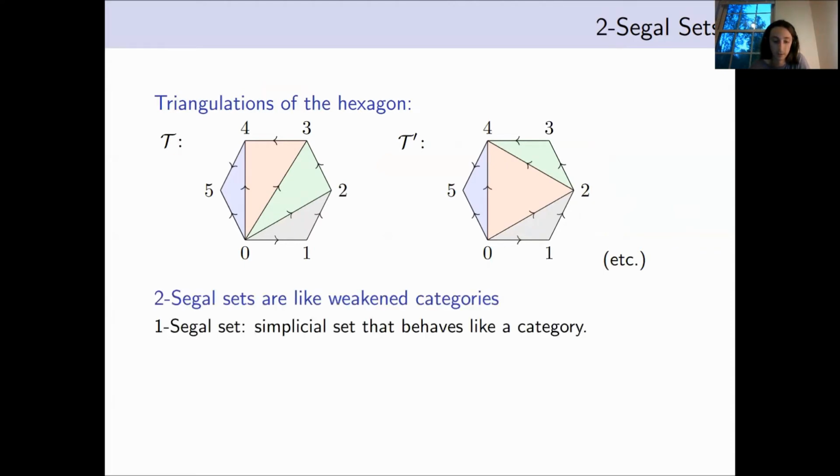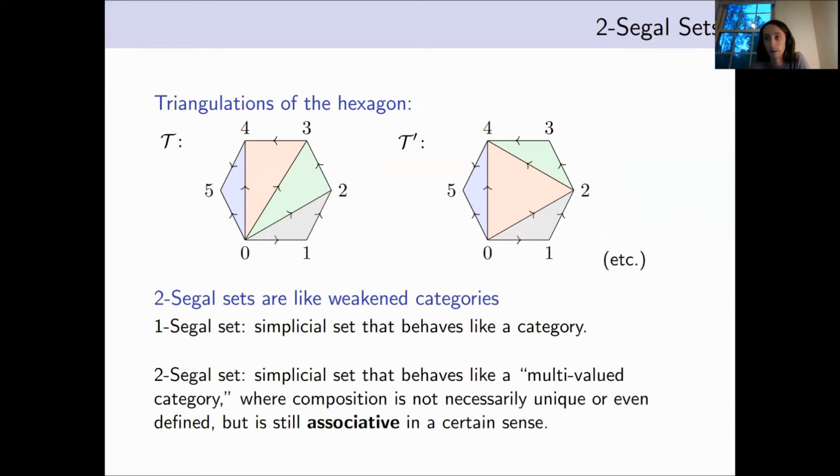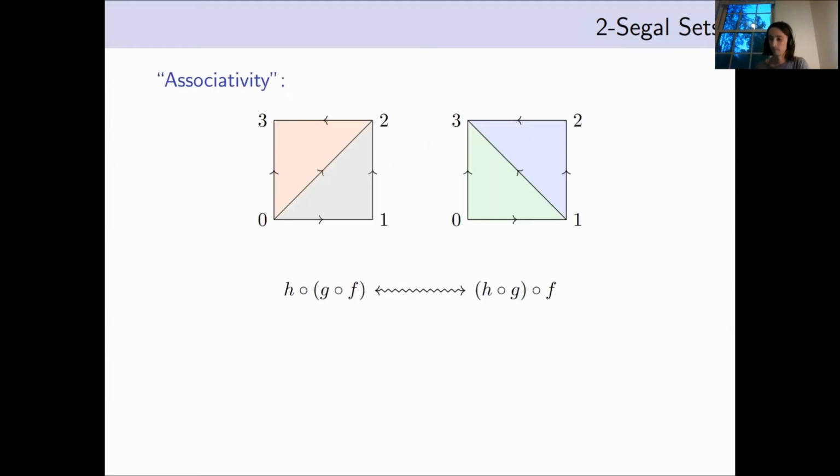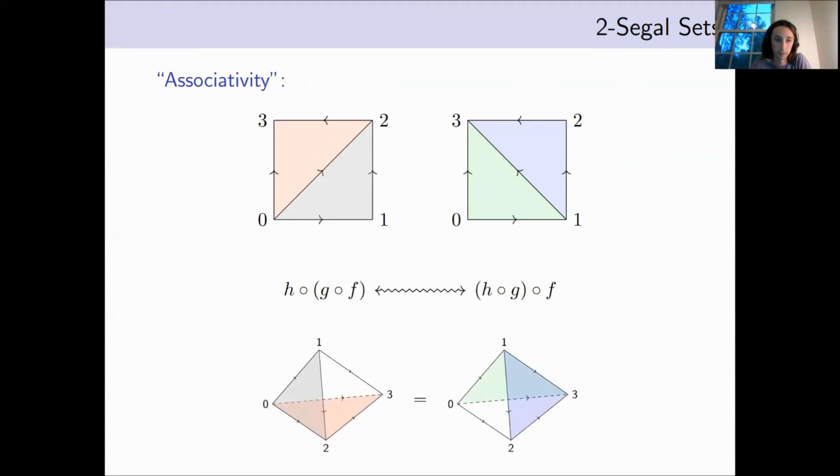And the way to think of 2-Segal sets is actually a lot like categories. We still have morphisms and everything, but they are a weakened version where those morphisms don't necessarily compose, or they don't compose uniquely, but that composition is still associative in a certain sense. The notion of associativity comes from these pictures, which show the 2 different orders that we could compose 3 arrows in, and we get the correspondence by the unique 3-simplex that each of these extends to.